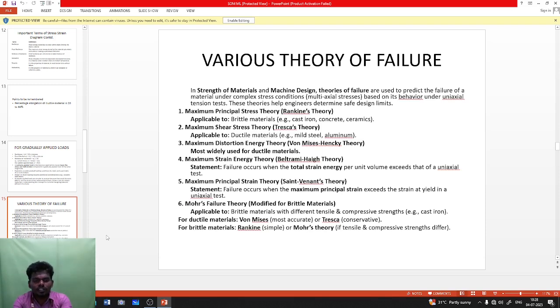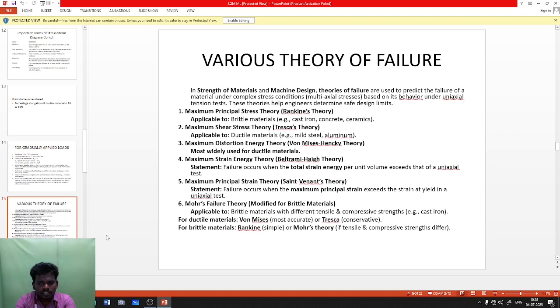Various theories of failure in strength of material and machine design. Theories of failure are used to predict the failure of a material under complex stress conditions, which is multi-axial stresses. Based on its behavior under uniaxial tensile tests, these theories help engineers determine safe design limits.